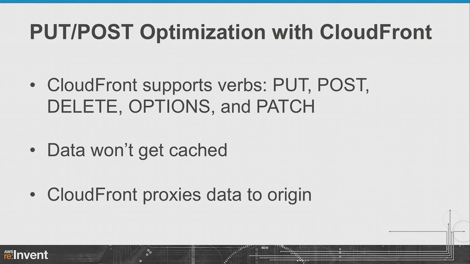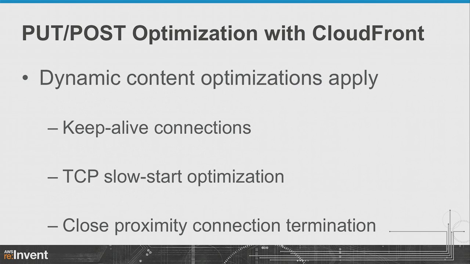The trick with this is that we don't cache the data, so it makes sense. A form post is unique for everyone, like any dynamic request. So we don't cache the content. CloudFront proxies the data back to your infrastructure. And we take advantage of everything else that we talked about today. Keep alive connections, TCP Slow Start optimizations for PUT and POST, and also the fact that you're uploading to the closest CloudFront location. That gives you a huge benefit for uploading large content.